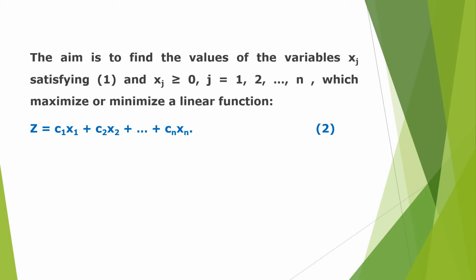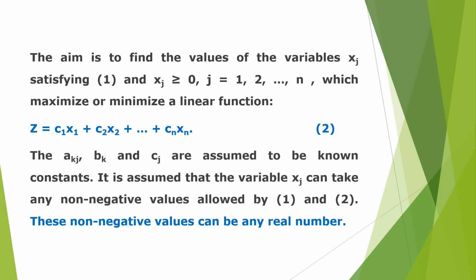The aim is to find the value of variables xj satisfying 1 and xj greater than or equal to 0, where j defines the number of decision variables, which were n in number, which maximizes or minimizes a linear function z equal to c1x1 plus c2x2 up to cnxn. Equation 1 was about the inequalities. So we wanted to find a solution of those inequalities which will optimize the objective function given in 2.